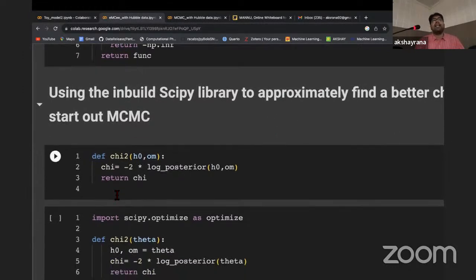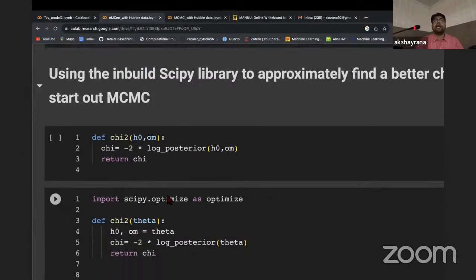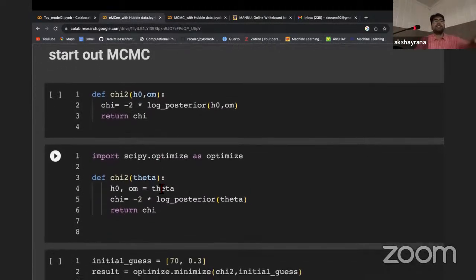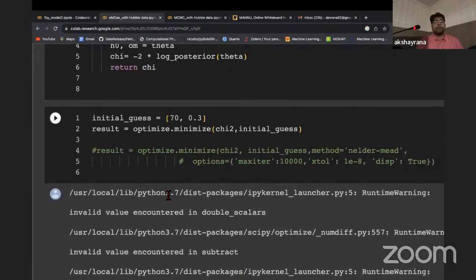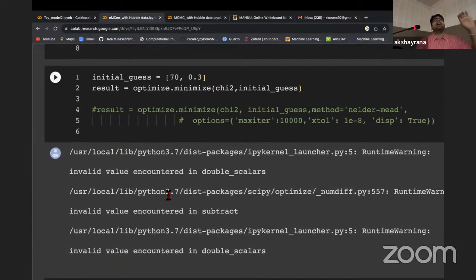So that's what we have done. We have defined chi-square, as all of you know, chi-square is -2 log of our likelihood. Here I am applying the same on the posterior. This is the inbuilt library program. There is SciPy. Are you familiar with the SciPy library in Python? SciPy is for scientific Python, NumPy is numerical Python. SciPy has a lot of libraries on linear algebra, data fitting and everything. I'm using one of the inbuilt libraries to find the parameters. So this piece of code is nothing but applying chi-square to find some tentative result.